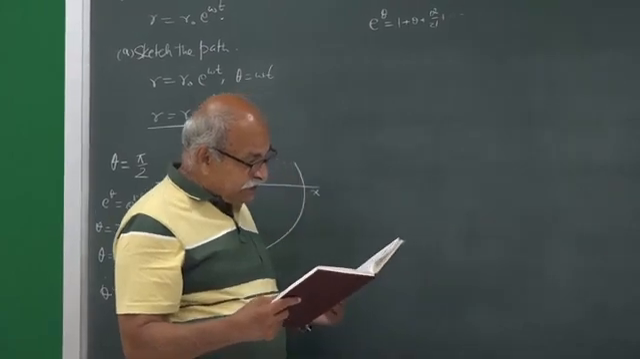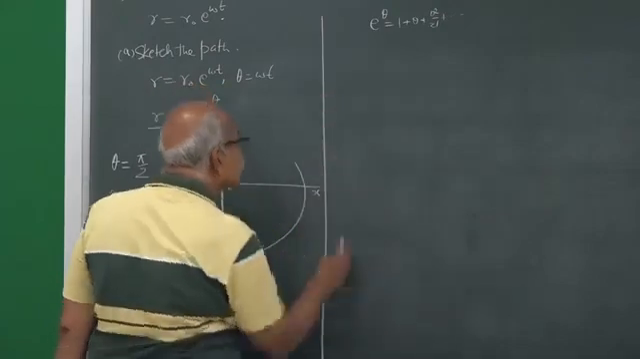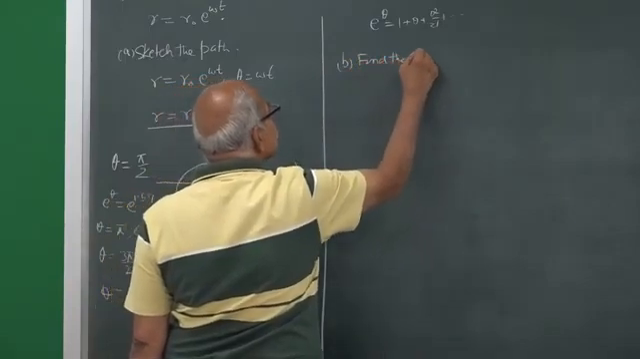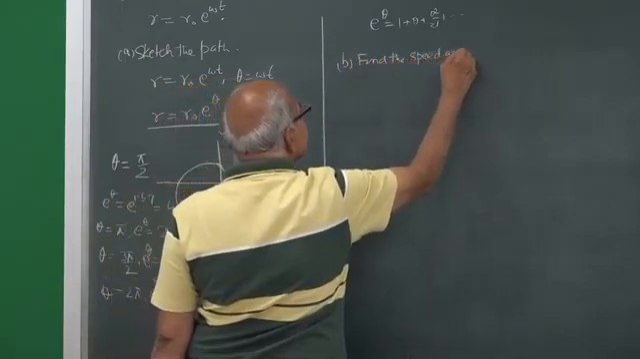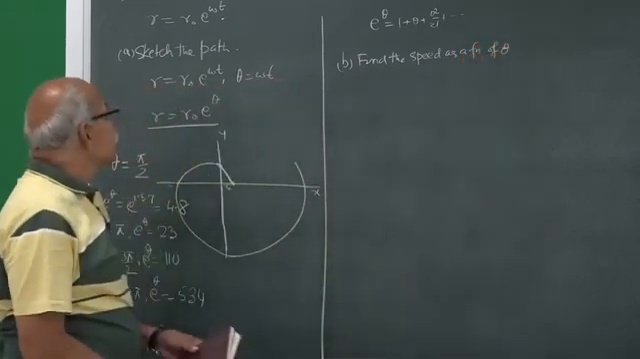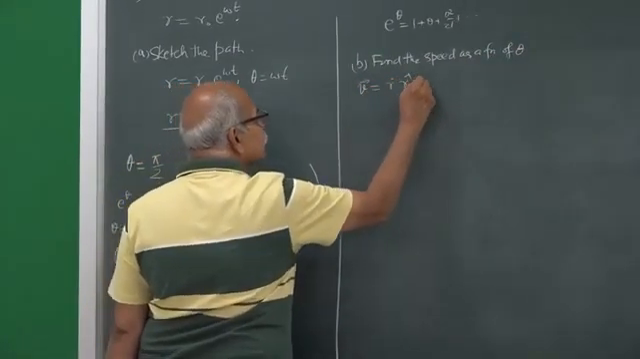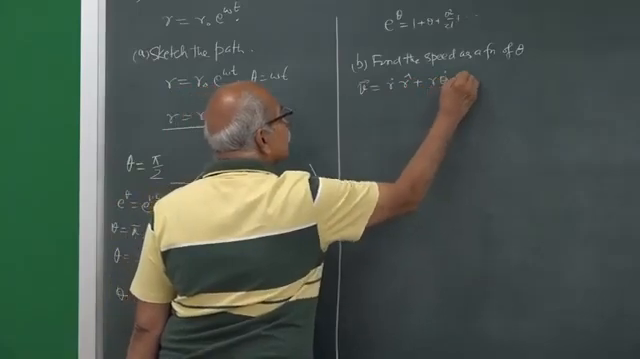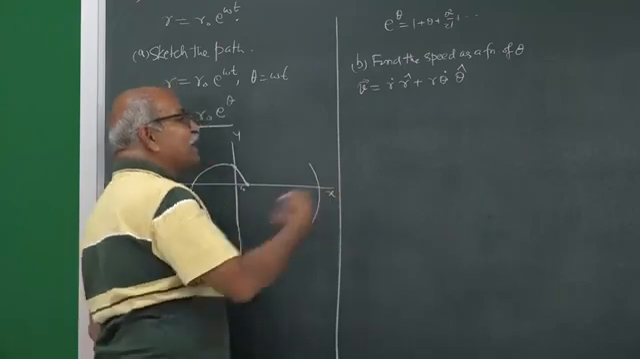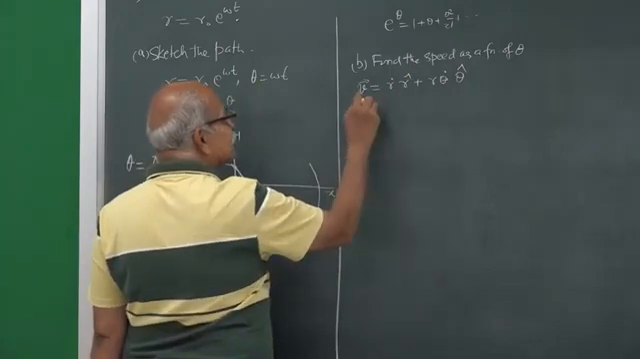Part B is find the speed as a function of theta. So, write velocity. Velocity is r dot r cap plus r theta dot theta cap. This is velocity. And what do we need?